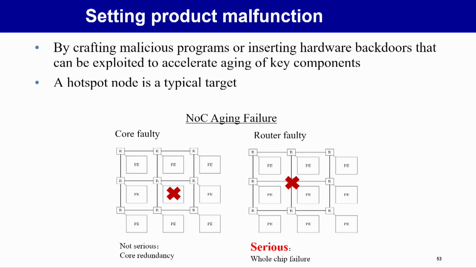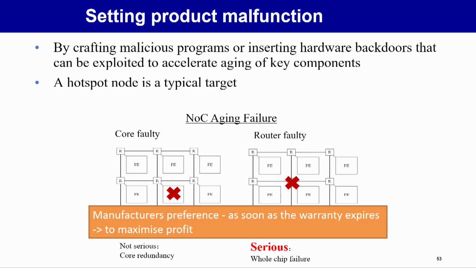So some companies may try to do that, like making one of the centralized routers fail, so the whole system comes to a stop. And what is the manufacturer's preference to do this? As soon as the warranty expires, they want to do it. After that you cannot go to their warranty center, like my phone has stopped working, the warranty is done. So you prefer basically replacing it with a new one. That's typically the time the vendors want to do it, and this is all towards maximizing the profit.